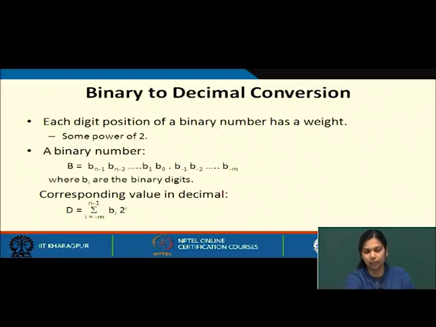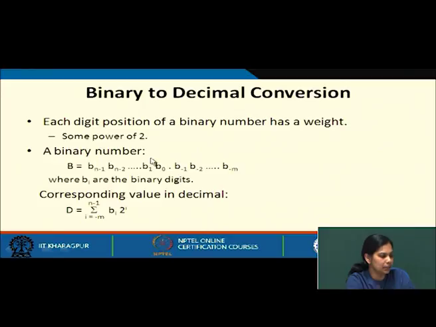Now, let us see some conversions. There are many conversions: binary to decimal, decimal to binary, binary to hexadecimal, hexadecimal to binary. We will be looking into all of these. When we are doing binary to decimal conversion, each digit position of a binary number has a weight, and that weight is some power of 2. If there is a 1 in the last digit, then it is 1 into 2 to the power 0, and all the others will have some other power of 2.